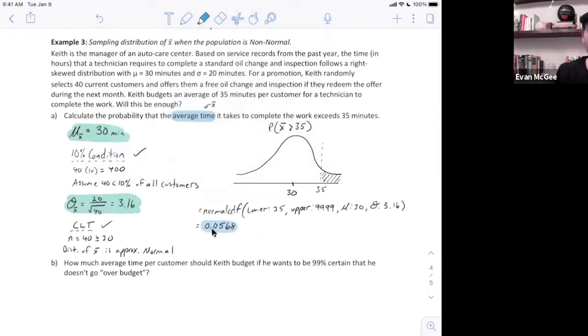And we get a probability of 0.0568 from 35 to positive infinity with the mean. And don't forget, the standard deviation is not 20, it's the sampling distribution standard deviation. So there is about a 5.7% chance that he has not budgeted enough, because the average would be greater than 35.